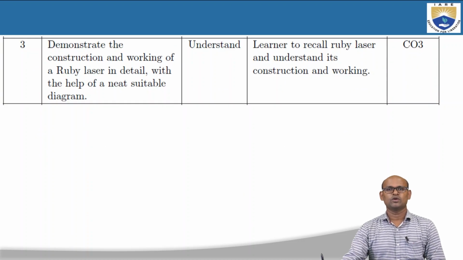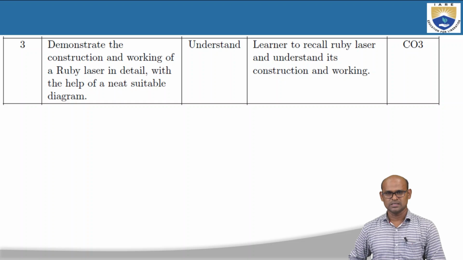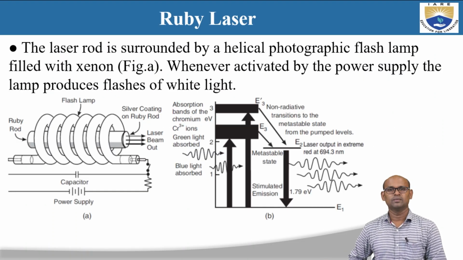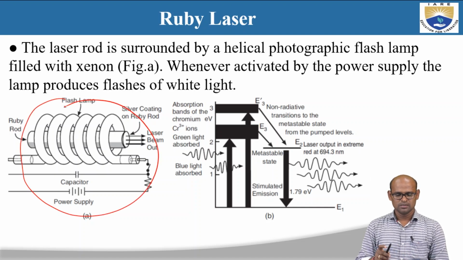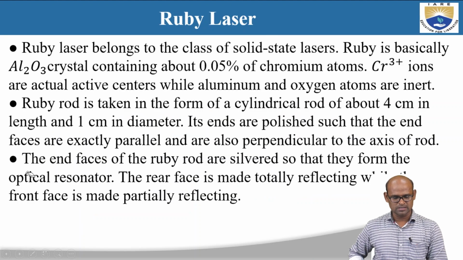Demonstrate the construction and working of a Ruby laser in detail with the help of a neat shootable diagram. So we need to discuss the Ruby laser with a neat diagram. This is the construction of the Ruby laser, and this is the energy level diagram. Let us see what is there in this.